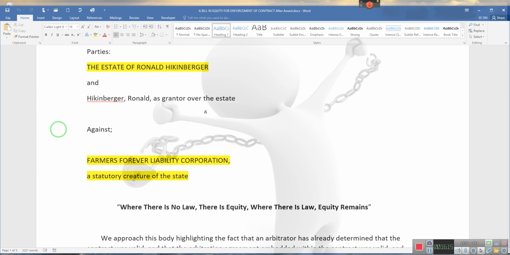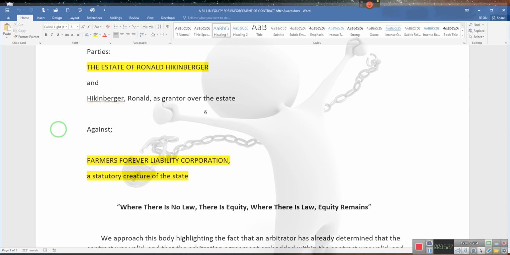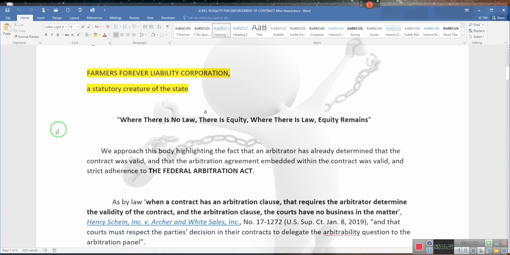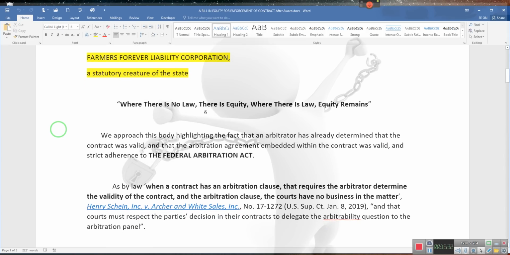The estate of Ronald Heichenberger. Because you're representing the estate. So you put the estate of Ronald Heichenberger and Heichenberger, comma, Ronald as grantor over the estate. So you're coming in both capacities. Ain't that something? Against, not versus, but against, Farmers Forever Liability Corporation. Who's Farmers Forever Liability? Well, everybody's forever liable. So we're just putting that as an example, a sample.